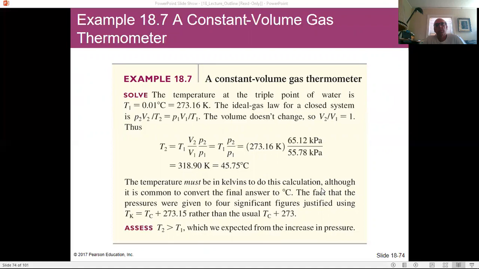T2 is equal to T1, V2 over V1, P2 over P1. To go to the next equals, well, we use the idea that V2 is equal to V1. Then we have an expression. T2 is equal to T1 times P2 over P1. We know all those numbers, so it's time to plug in. We plug in, we check our units, the kilopascals cancel, leaving us an answer in Kelvin. It's 318.9 Kelvin, and then we can convert that to Celsius. Okay, it's 45.75 degrees Celsius.